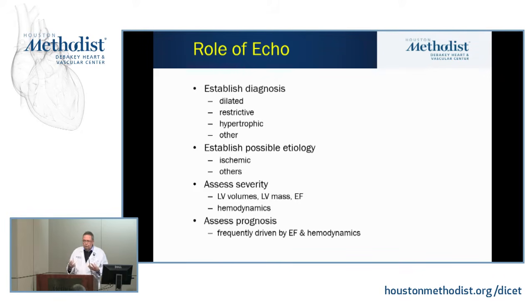Assess severity of the functional abnormalities. Echo is very good at that. Volumes, LV mass, ejection fraction, left atrial size, hemodynamics. And many of these findings that we can get by echo will impact prognosis. So it helps us classify patients into higher levels of risk.